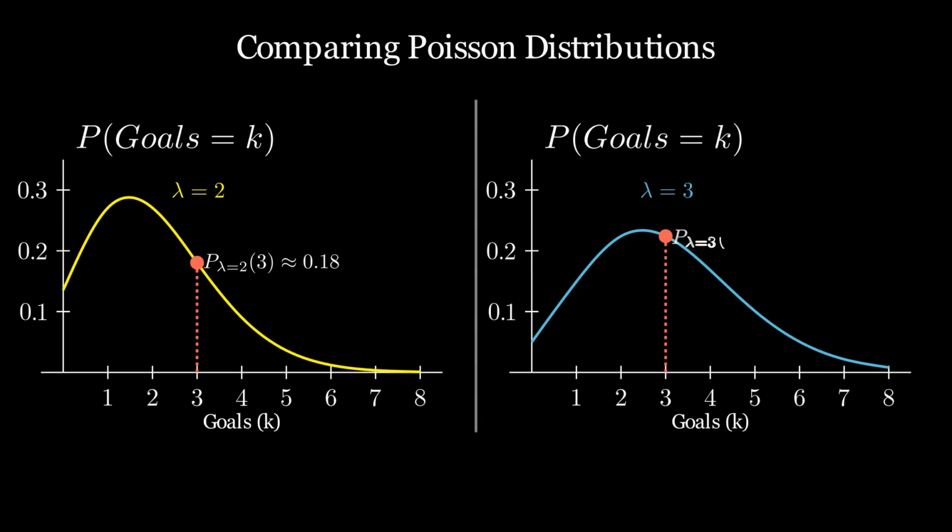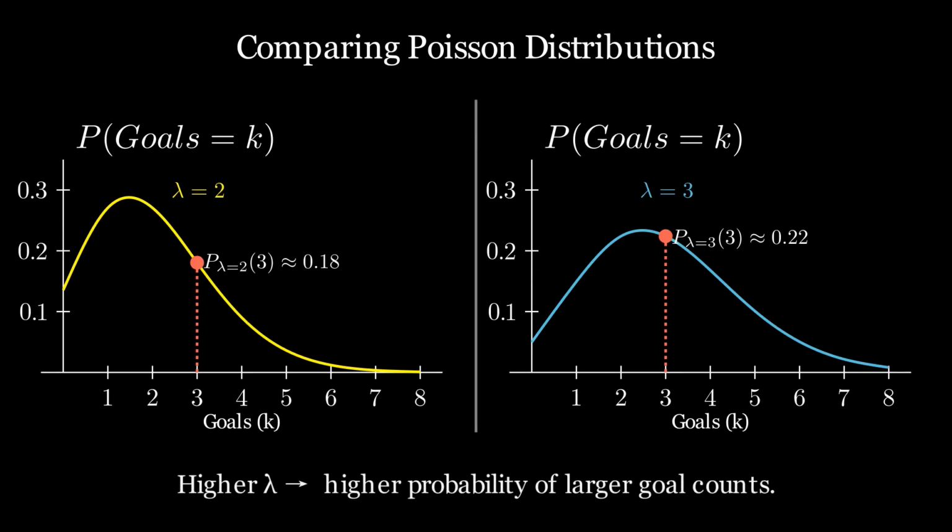For lambda equals 2, the chance of scoring 3 goals is about 0.18 or 18%, while for lambda equals 3, that probability is around 22%. This example makes it clear that lambda is really capturing the expected goals per game of a team. So teams with a higher lambda are more likely to score more goals. And this difference becomes even more pronounced as we look at bigger score lines like 4 or 5 goals.